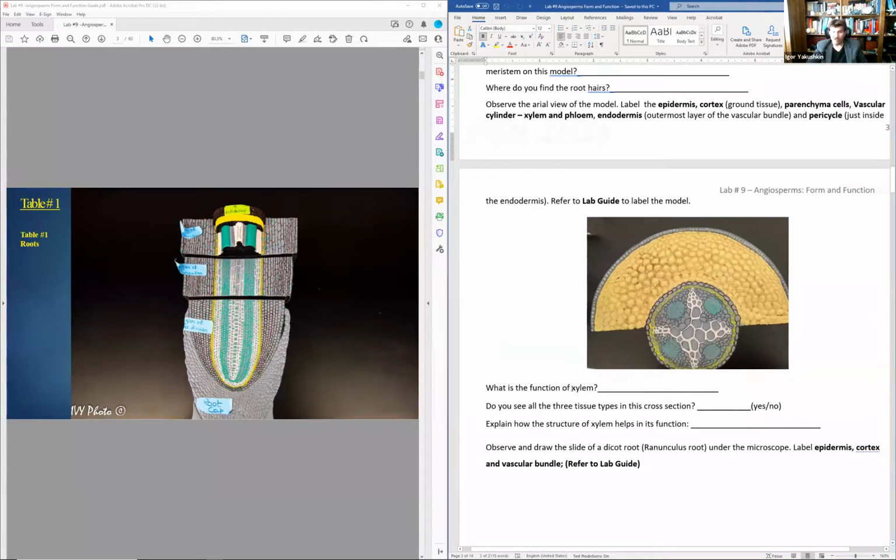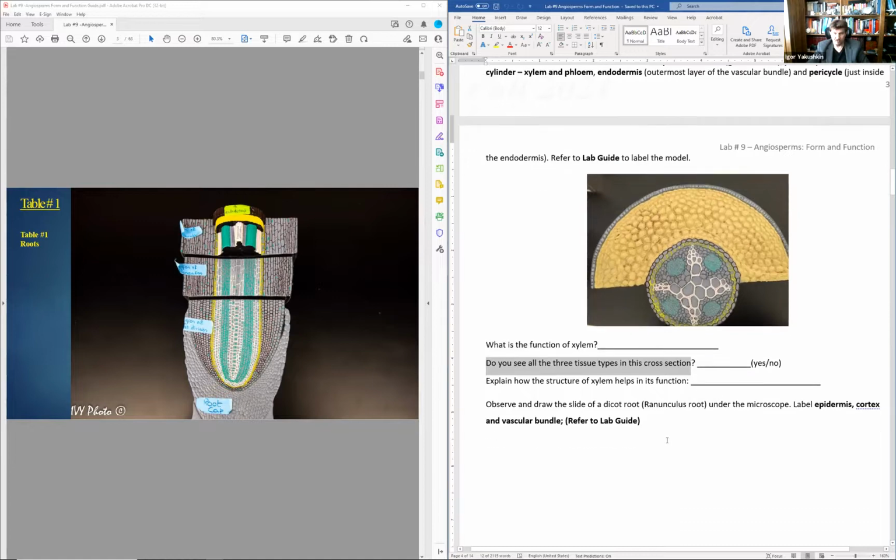What is the function of the xylem? Takes water and the minerals throughout the body, usually the movement upward, from the roots, from the ground, all the way to the leaves to do the photosynthesis. Do you see all the three types? Yes, you'll see all three types. That particular part is the vascular tissue, ground tissue, and the dermal tissue.